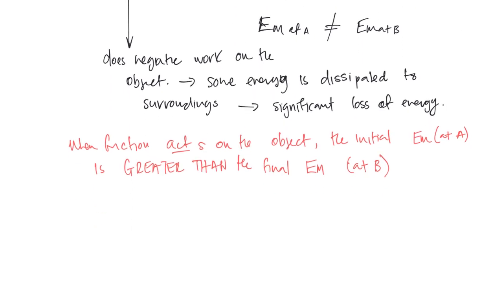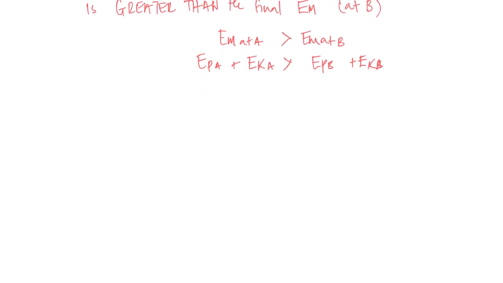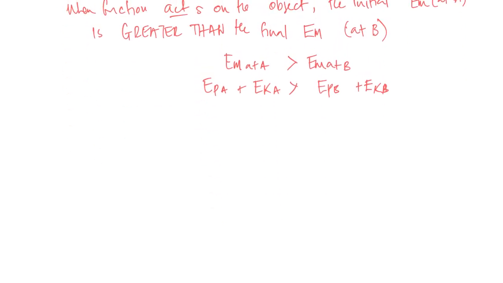So then I can say that the EM, or the mechanical energy at A, is greater than the mechanical energy at point B. So I can say that the sum of the gravitational potential energy at A plus the kinetic energy at point A is greater than the sum of the potential energy at point B plus the kinetic energy at point B. So that's my basic setup of what's going on now.